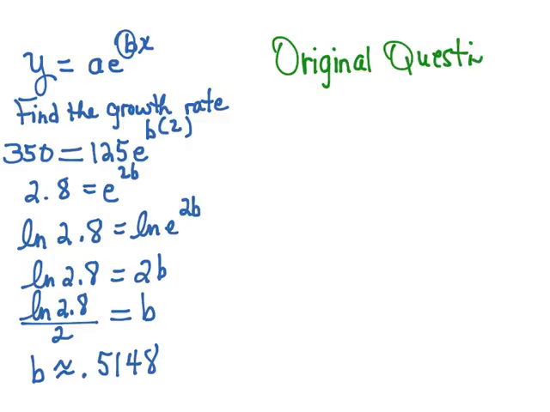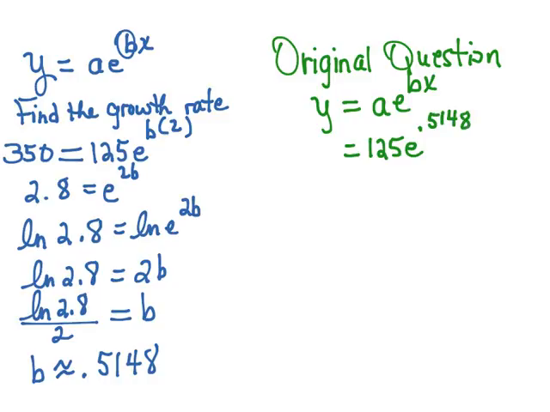And that original question was, how many flies are there at 6 days? So I'm going to start with my exponential growth formula again, y equals ae to the bx. And I know that at 2 days I had 125 flies. I now know that b is approximately 0.5148. And when I actually solve this equation on my calculator, I really don't round it off to 0.5148. I really use the natural log of 2.8 divided by 2 so that I will get a better answer.